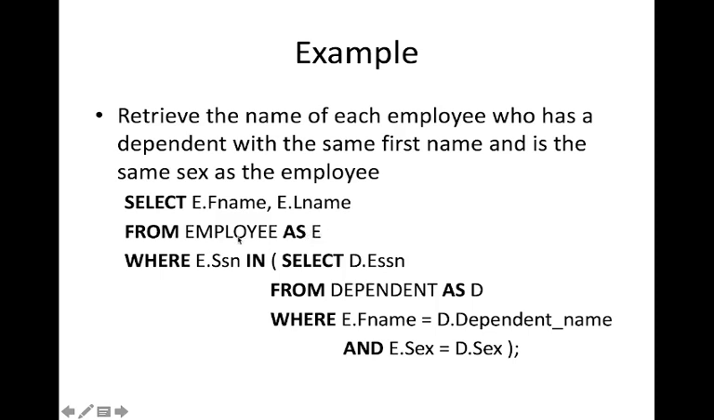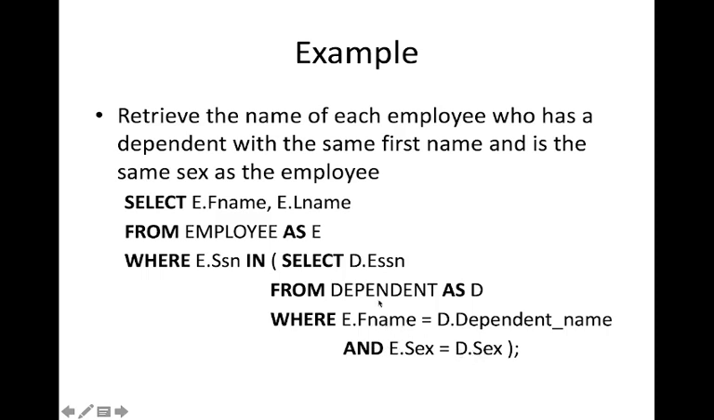So we use employee as E, and we will be comparing with this: select d dot essn. So d is dependent, so d dot essn from dependent as d, where we have to check e dot f name equal to d dot dependent name. So this is a condition, same first name. We'll be checking whether the employee's first name and dependent's name are the same, and the sex is also the same.